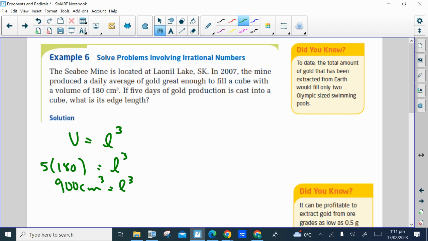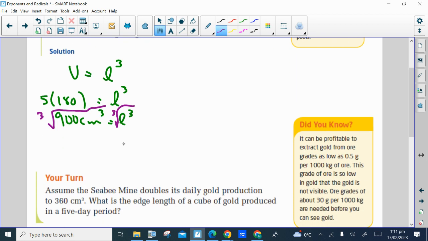And then to find out what L is, we've got to get rid of the cube by doing the opposite of cubing, which is cube rooting. And whatever you do to one side, we need to do the same thing to the other. We take the cube root of both sides. So on the right side, the cube root cancels with the cube, and you're just left with L. And on the left side, you've got the cube root of 900 centimeters cubed, which we are going to simplify.